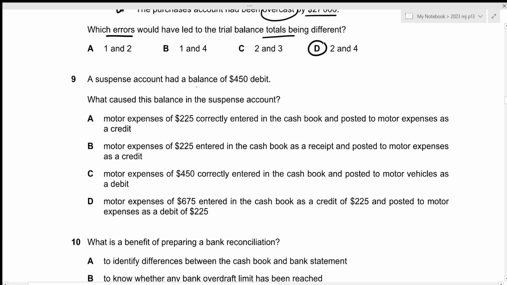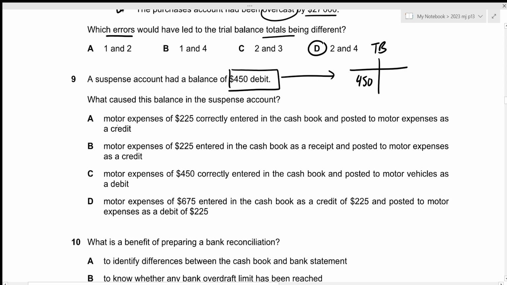A suspense account had a balance of 450 debit. So what this means is that we're looking for 450 on the debit side of our trial balance as part of the correction of that particular error. Now we just need to figure out what caused this balance in the suspense account. So we'll look at the correction of each of the following, and then if the correction entry is 450 on the debit side in our trial balance, that will be the correct answer.